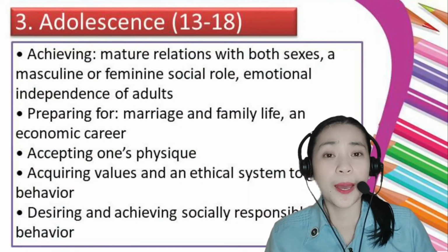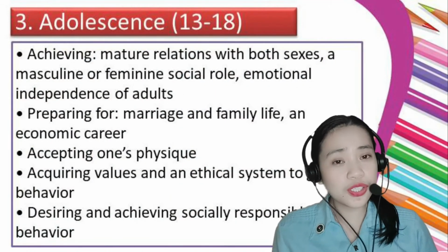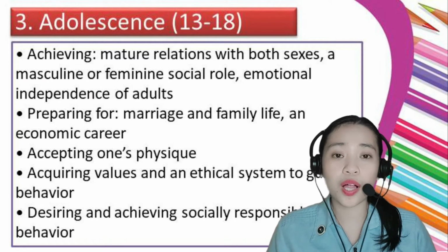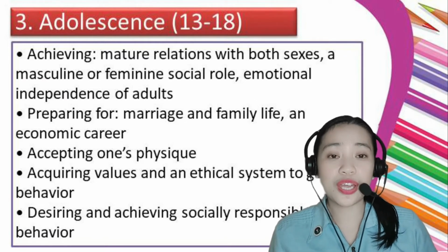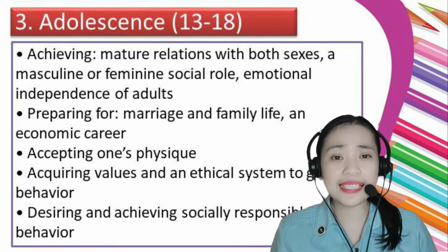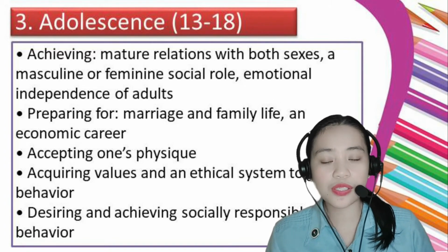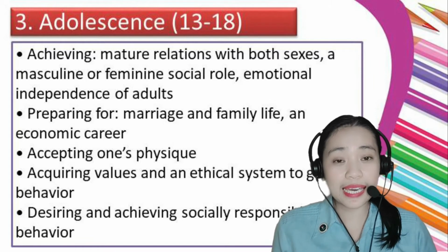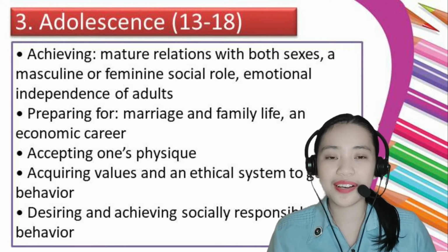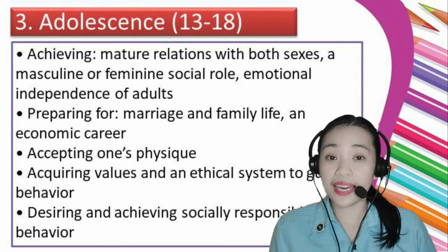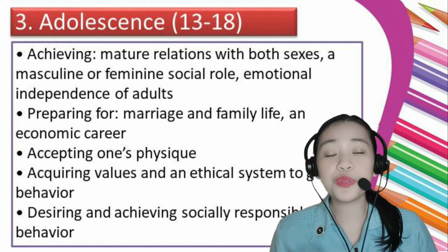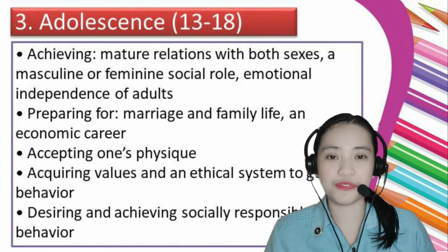Third is adolescence, ages 13 to 18 years old. At this stage, people seek to create relationships that have a mature quality to them. Gender based roles for the society are achieved, and there is a gradual acceptance of one's personal physique and how to use it to their advantage. And emotional independence from the family is also achieved.